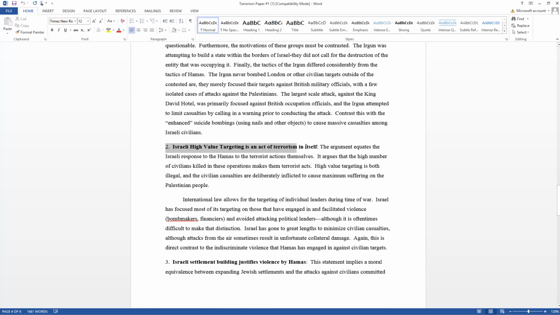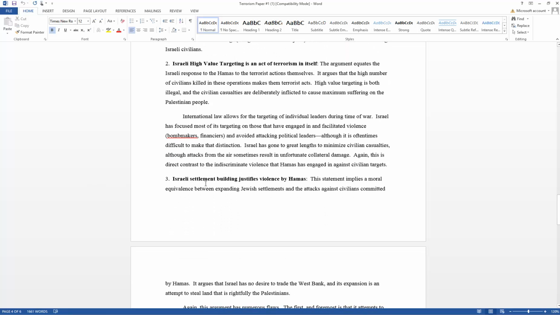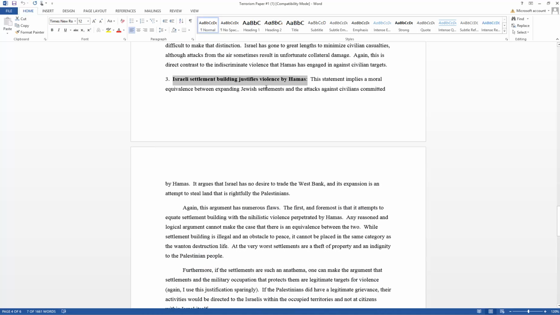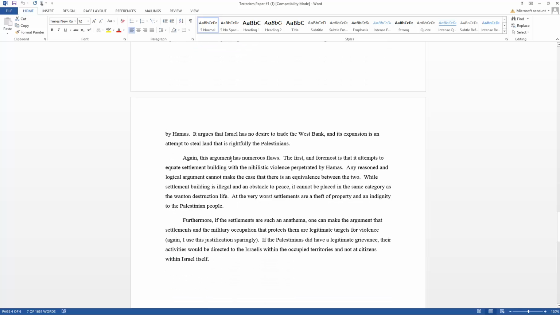Second argument: Israel's high-value targeting is an act of terrorism itself. If you're talking about Hamas and Israel's reaction to Hamas, that may be an argument that someone might make, and the author here rebuts that argument. And then: Israel's settlement building justifies violence by Hamas. That's an argument you might make if you're pro-Hamas, for lack of a better term. The argument is that Israel's settlements justify killing civilians, and the author here rebuts that argument.